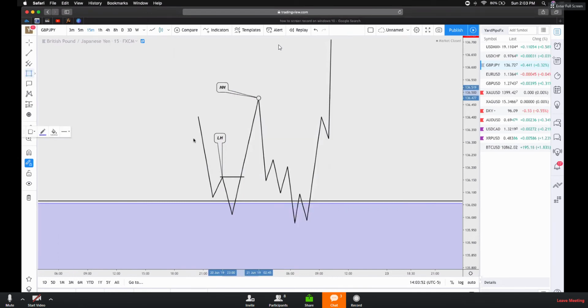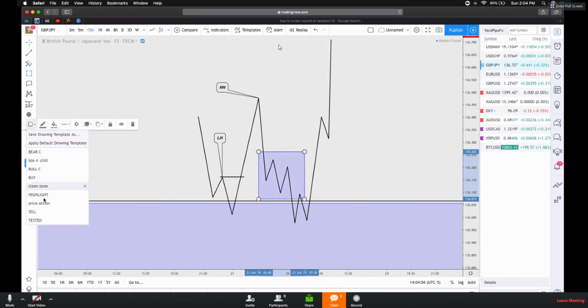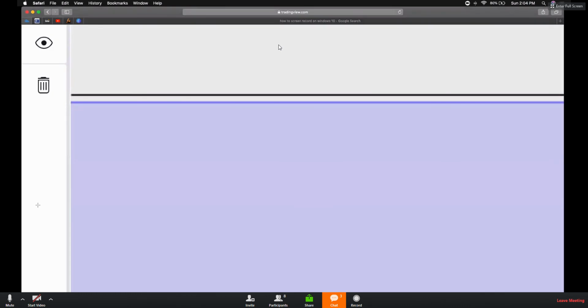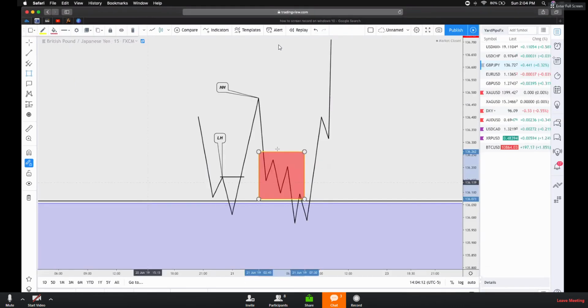That is a bunch of highs and lows. Highs and lows, highs and lows, highs and lows. All of these right here. Highs and lows. We're going to label this as price action. Price action. This one is also price action.